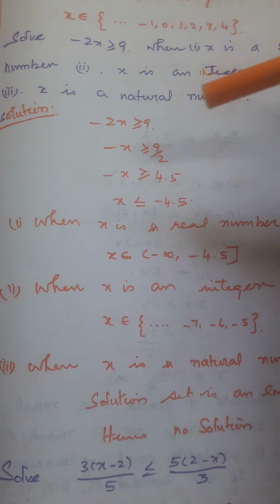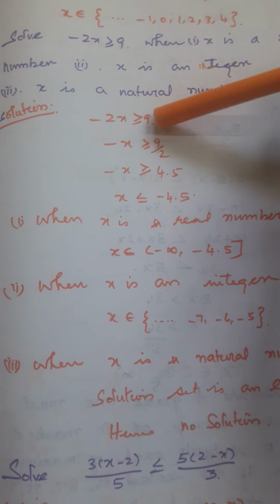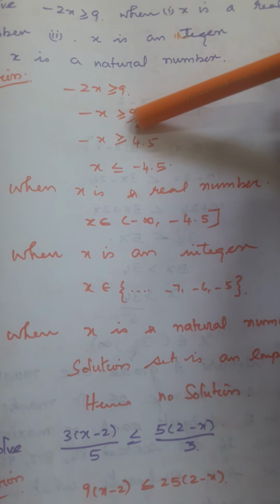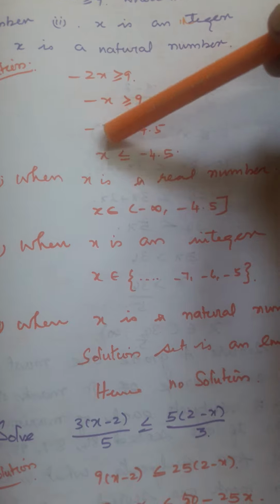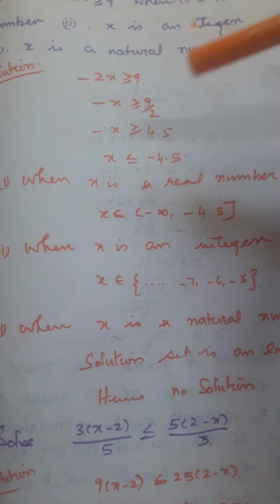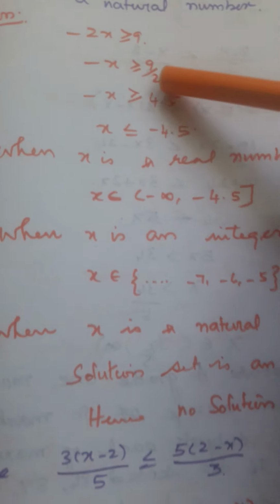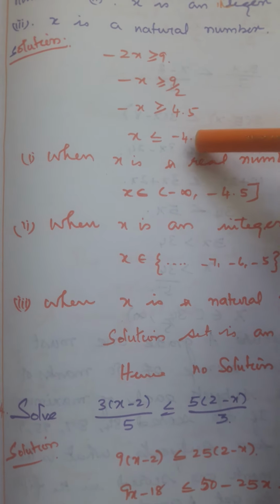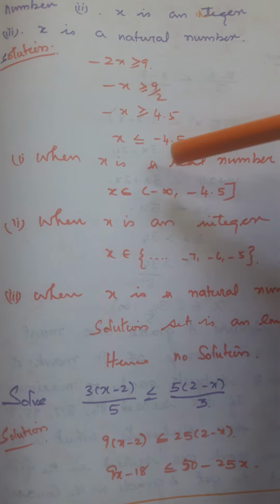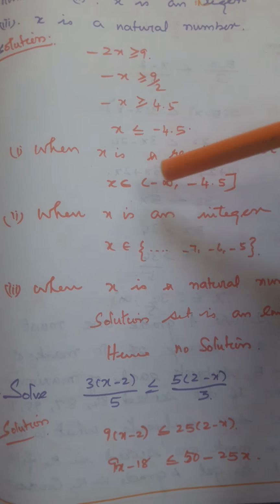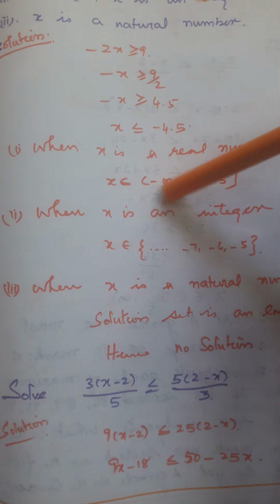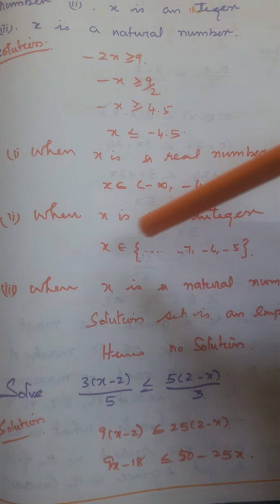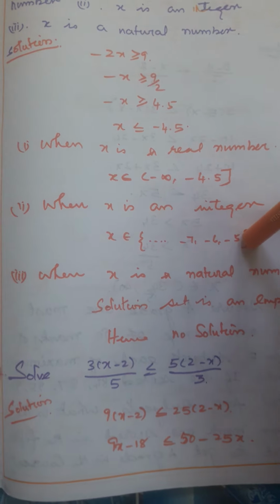The first one, minus 2x is greater than or equal to 9. That is minus x is greater than or equal to 9 by 2. So minus x is greater than or equal to 4.5, 9 by 2 value is 4.5. So x is less than or equal to minus 4.5. So when x is a real number, it can take the values from minus infinity to minus 4.5. And for the integer, it's from minus infinity to minus 5.